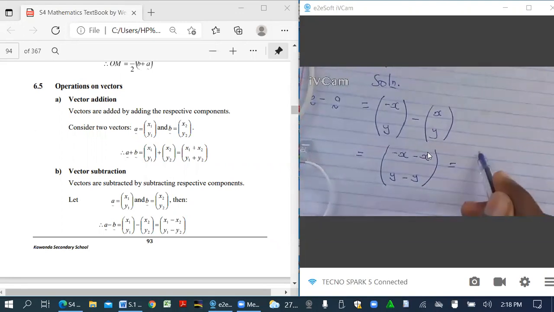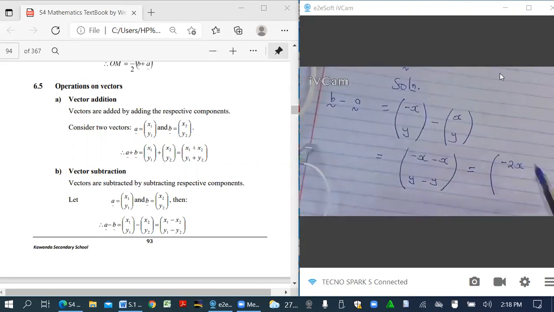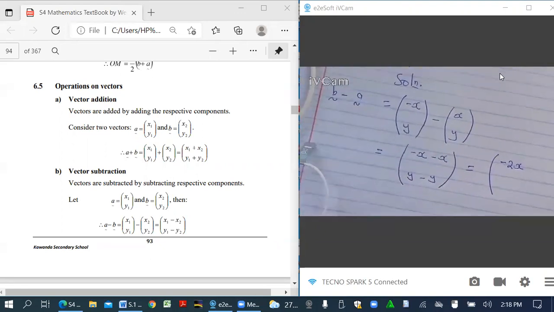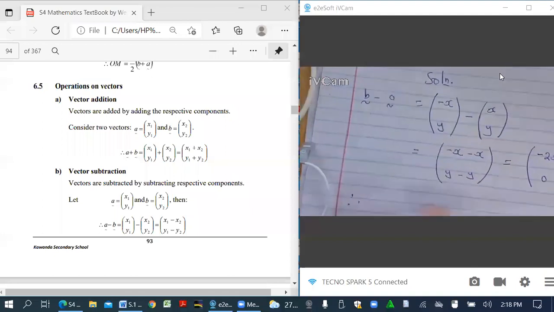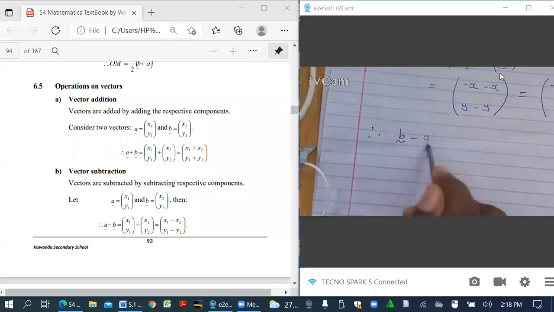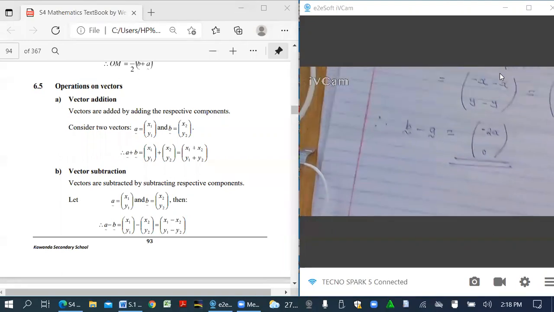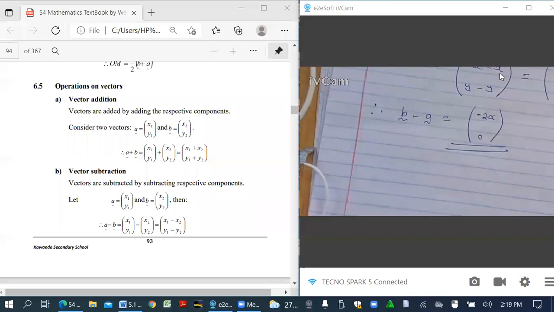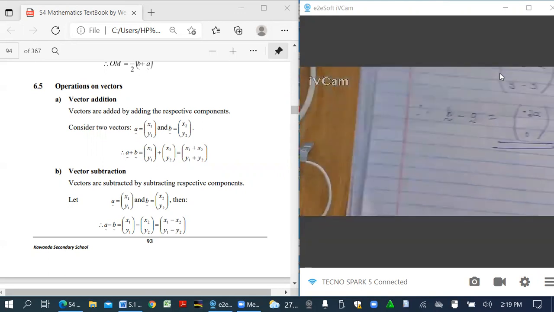When you do that, what do you get? Negative X minus X, what do you get? Negative 2X. Then Y minus Y? 0. We get 0. Good. So, therefore, B minus A is equal to negative 2X, 0. Is that okay, members? Yes. Okay, that was example number one. Example number two.